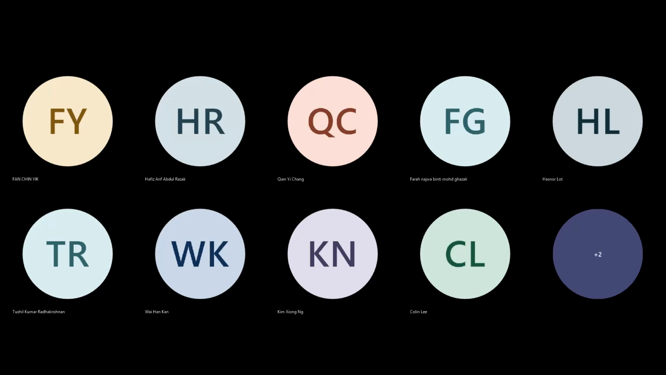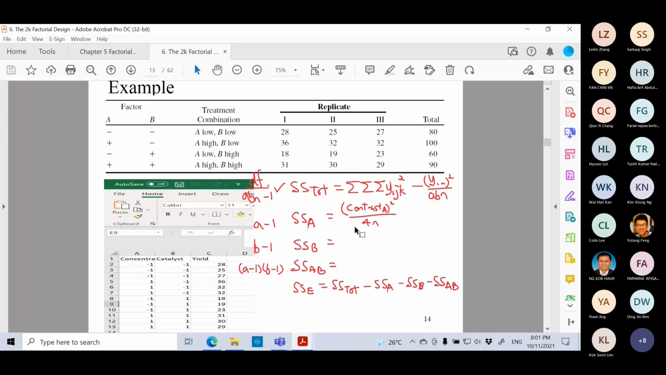Okay, so I have shown you one of the special cases under the 2 power of k factorial designs, and what is meant by the sum of squares, and then how you form the contrast from the sign table. Then from the sign table, we can calculate the sum of squares, and at the same time we can calculate the effect for each of the factors.